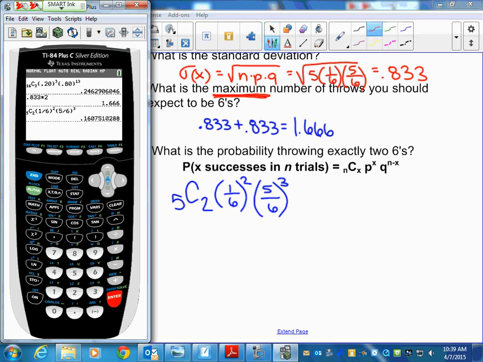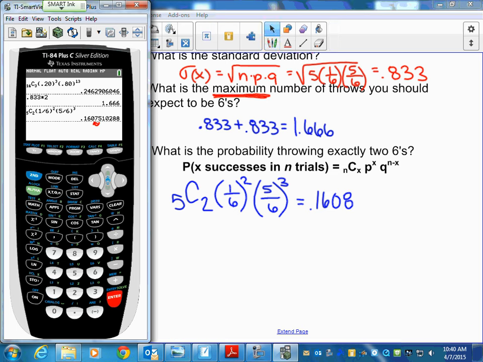1.607, the 5 tells me to round that 7 up. So I get 1.608. Or point, I think I was saying that wrong. 0.1608. I guess I have the decimal in my place.